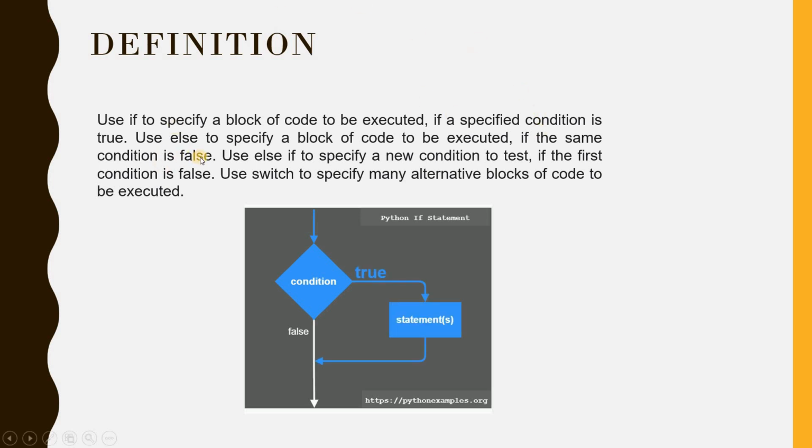If the same condition is false, use else if to specify a new condition to test. In our previous video, we learned the basic flowchart theory. According to that, I indicated that we are applying the condition under this. If the condition is true, we print the true statement. If the condition is false, we print the false statement. Actually, the picture is from the Python statement.